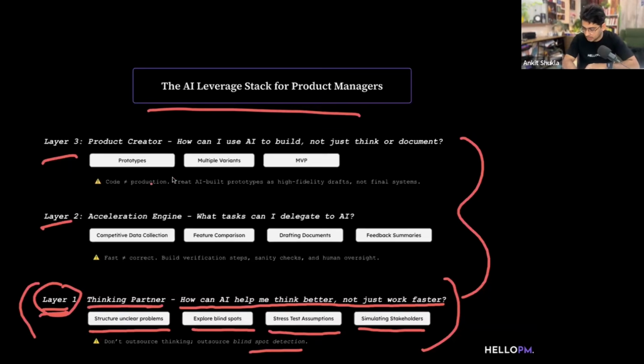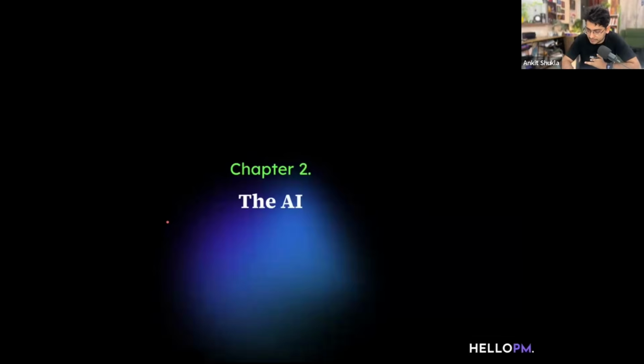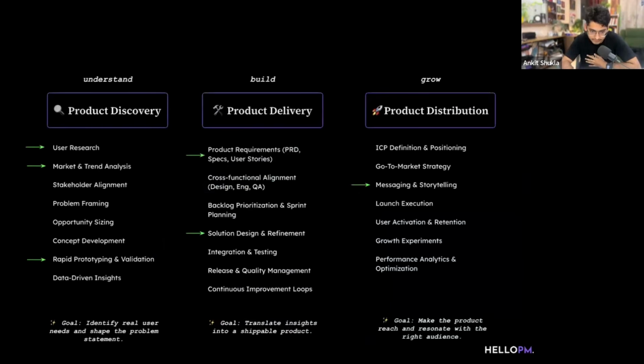Cool. Now, the second part. The second part is layer 2. In layer 2, you are going to use AI as an acceleration engine. So you are going to look at all the tasks that you do as a product manager. Maybe you are going to create this kind of list for yourself, right? Understand, your custom list is going to be different from this list. This is just an indicative list, right?